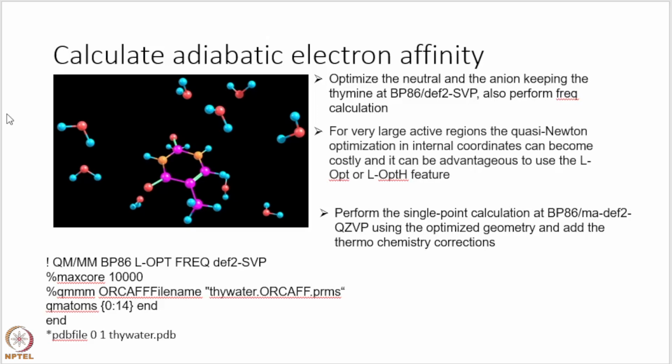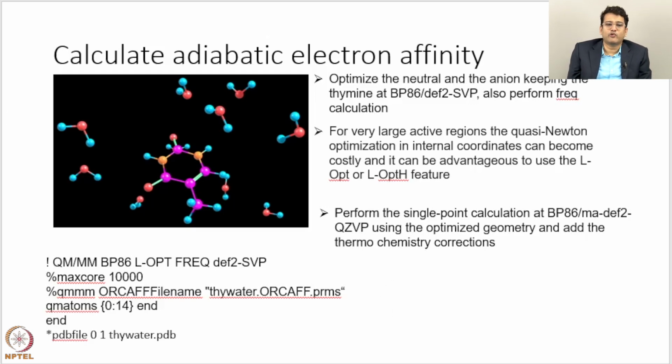So, this is a standard practice that you do the optimization in a lower basis set and add it with a higher basis set single point calculation. So, the single point calculations will be done in BP86 ma-def2-QZVP. We are using this minimally augmented basis set because we are dealing with electron affinity, and electron affinity generally requires basis set with diffuse functions.